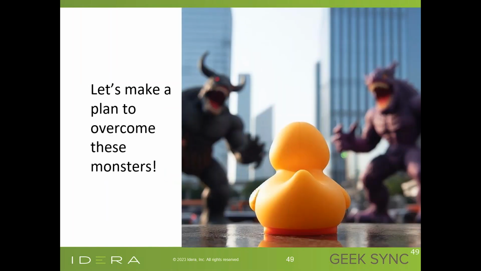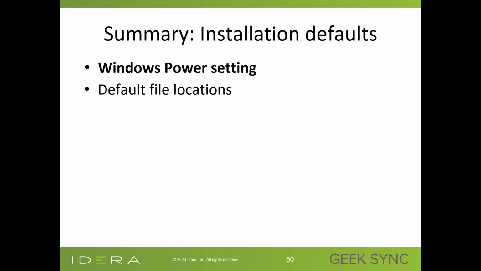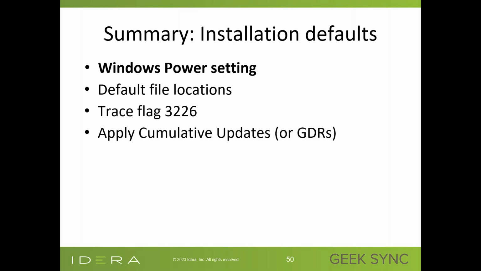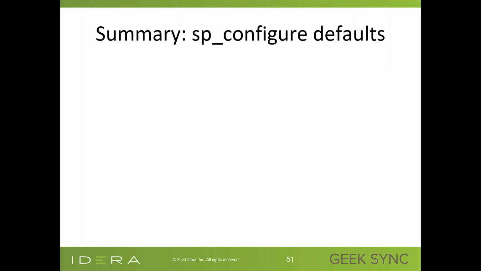All right, let's make a plan here to overcome these monsters. First, we'll look at the installation defaults. When we install SQL Server, let's make sure we change that Windows power setting. We'll also want to change the default file location so we don't have everything on the same drive if possible. Enable trace flag 3226 as a startup parameter and apply cumulative updates. Don't just leave it at the RTM. We'll also want to schedule backups, either native or otherwise, schedule integrity checks as well, and then set up alerts to let us know if there are any errors or if any data corruption is detected.